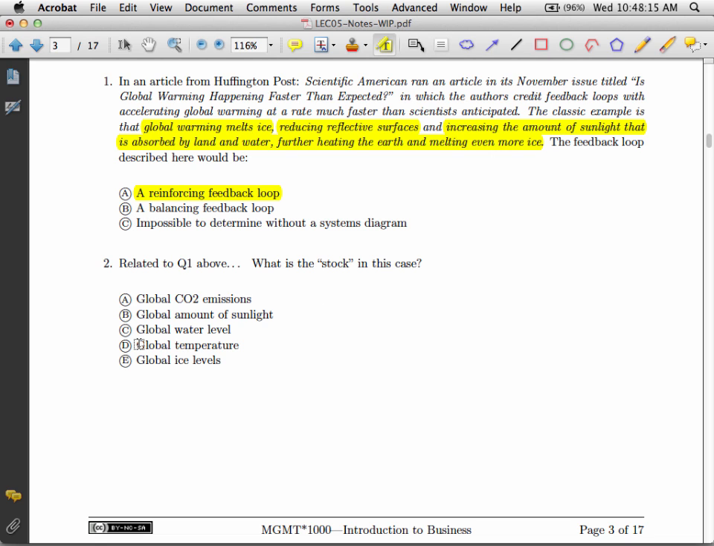And the stock in this case, I said, was global temperature. Now, there is a stock of CO2 emissions. There is a stock of the amount of sunlight, I suppose. The water level you can think of as a stock, the ice levels and so on. But it's really the heat that's trapped in the earth and in the atmosphere that's of interest here, that's driving all of these other things. So that was the answer to question number 2.